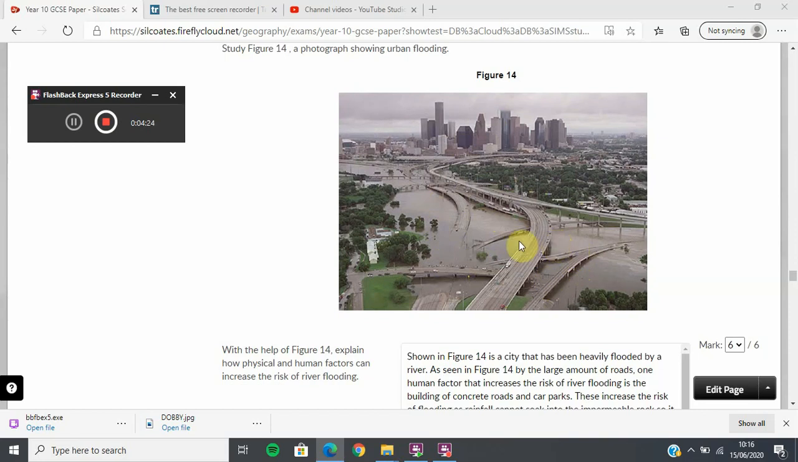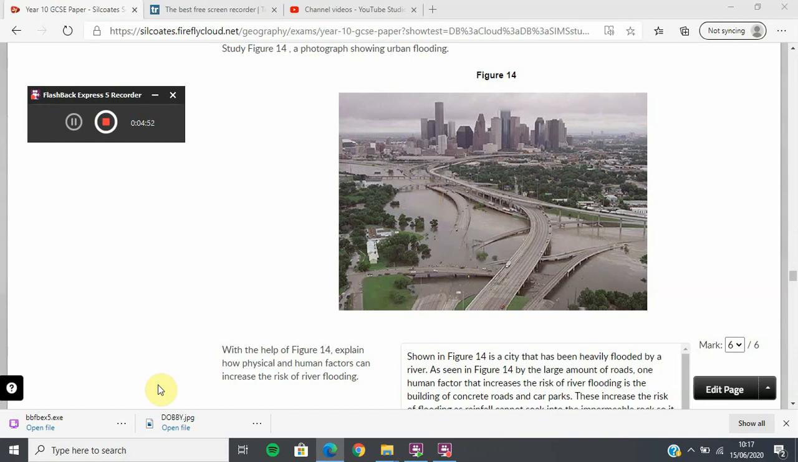Lots of concrete means lots of impermeable surfaces, therefore water is going to find it difficult to soak into the ground. Okay, so that is going to increase the risk of the river flooding. Something else that you might comment on is the fact that if you look at where this urban area, this city is built, it's very flat land. Flat land tends to be floodplain, and a lot of our cities are built in areas that are floodplain.